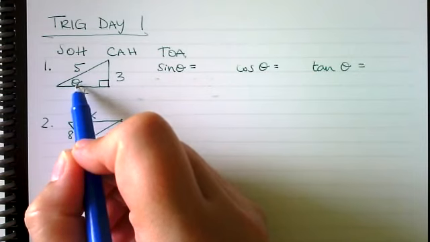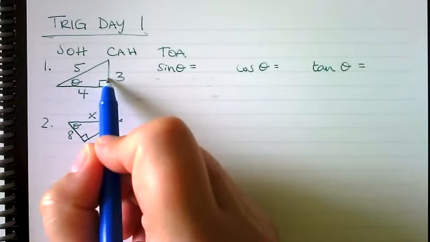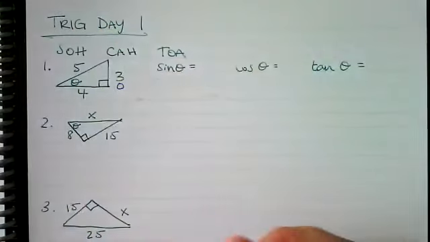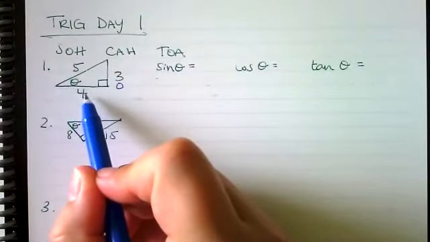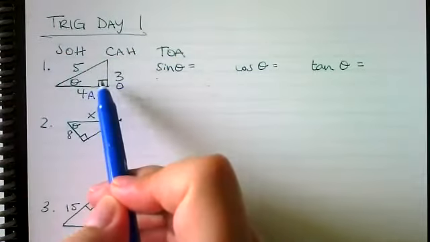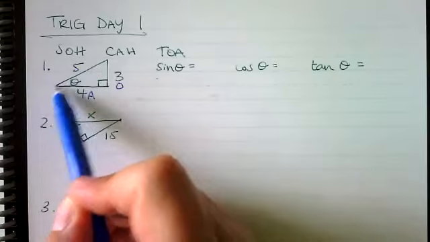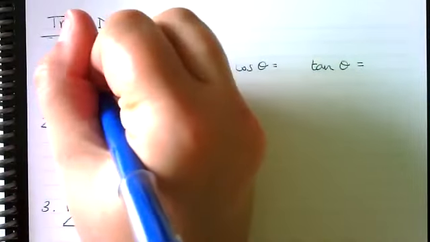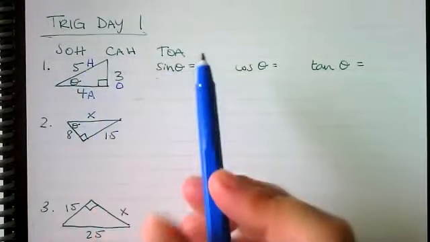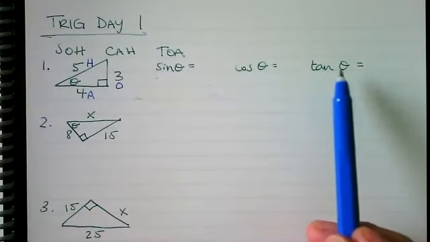So my opposite side is going to be the one that's across from the angle. So this 3 here is my opposite side. This 4 is right next to it, so that's going to be my adjacent side. And then my hypotenuse is always across from the right angle. It's the longest side. So 5 is my hypotenuse. Okay, so once I have my sides all labeled, finding your ratios should be super simple.